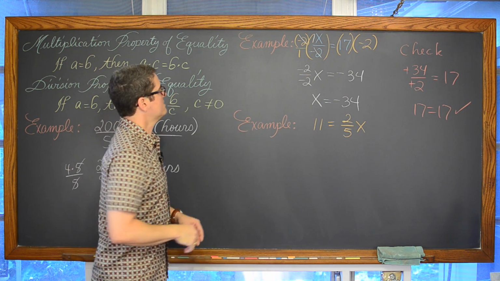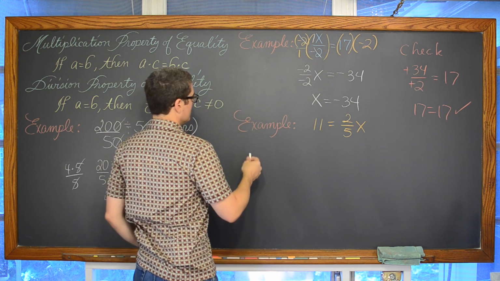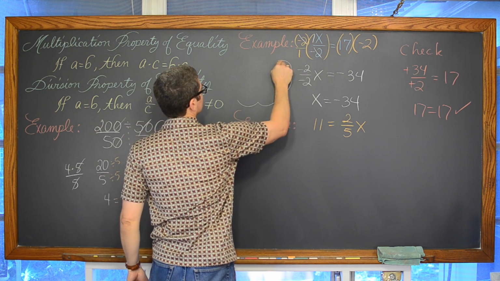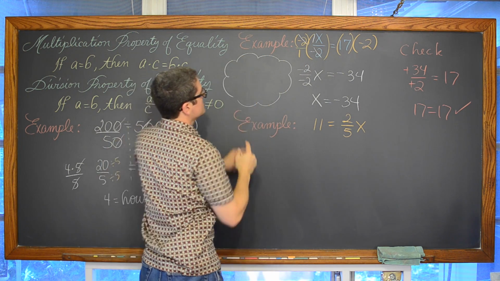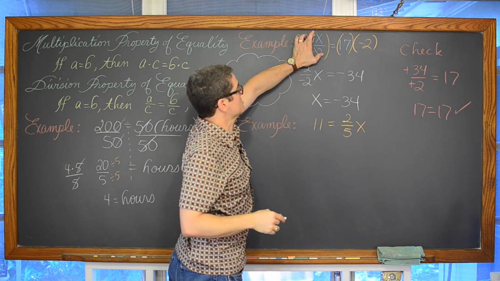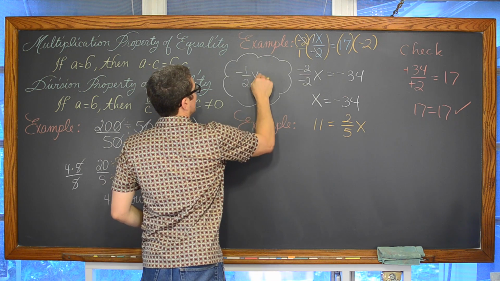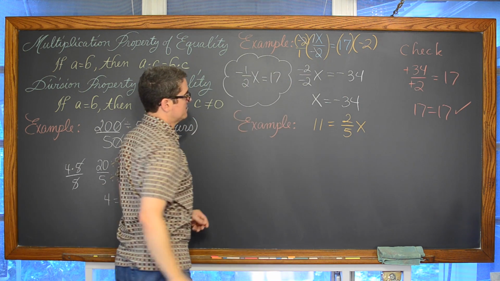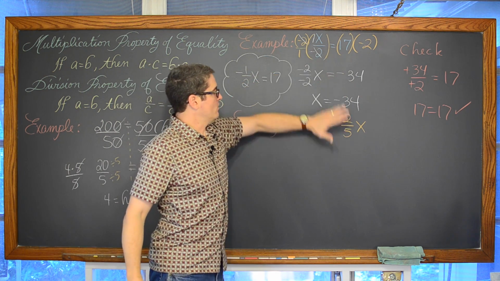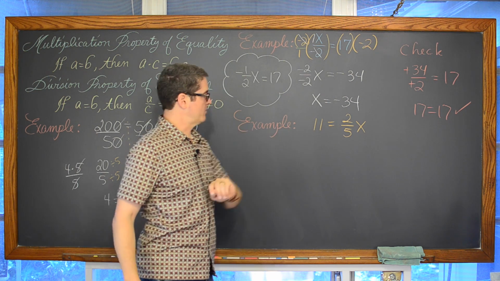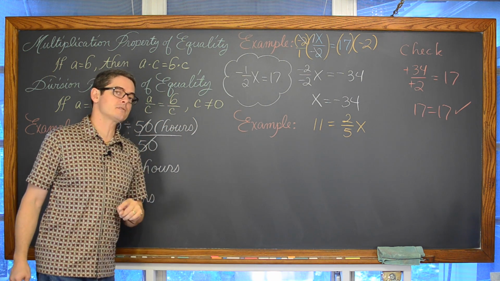You know, one more way that you could write that original problem is you could have written it as recognizing the 1 that's in front of the x and just pull that fraction out front and write it as negative 1 over 2x is equal to 17. And then that example could be written to kind of look like our third example. We have 11 is equal to 2/5 x.